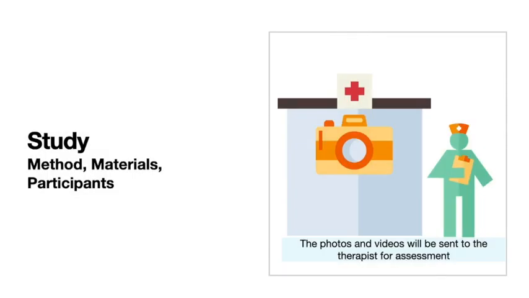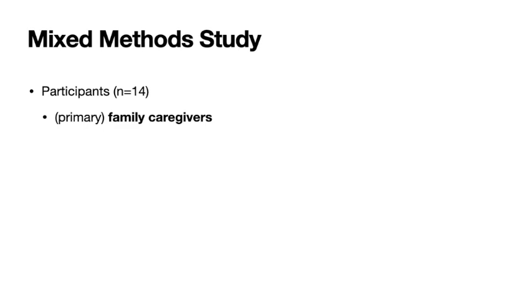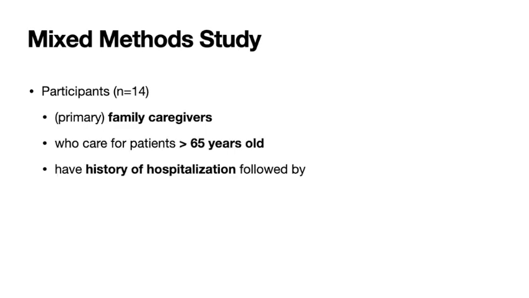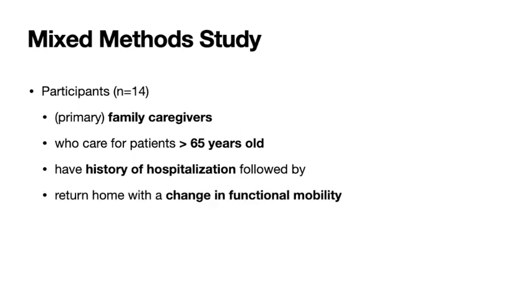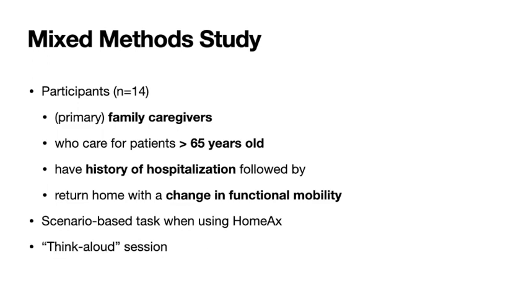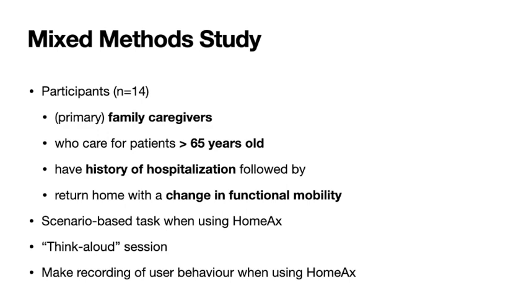Next, I will briefly describe our methodology. We recruited 14 participants who identified themselves as a primary caregiver for a patient who is more than 65 years old, has a history of hospitalization, and has reduced physical mobility. Participants were given a scenario and a task to perform with the home assessment application. They were instructed to think aloud when performing the task. During the process, we made observations and recorded notes on user behavior.